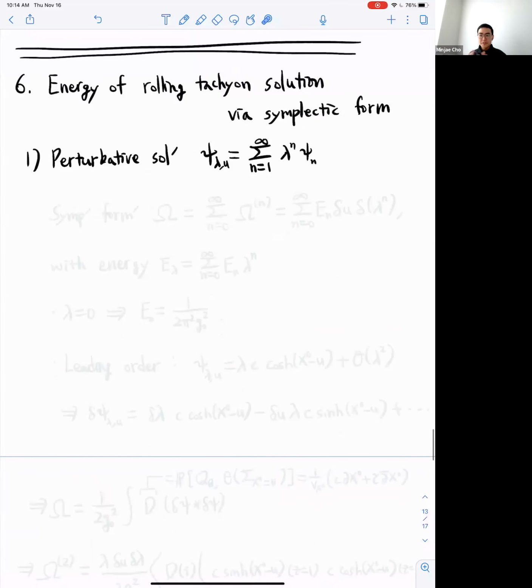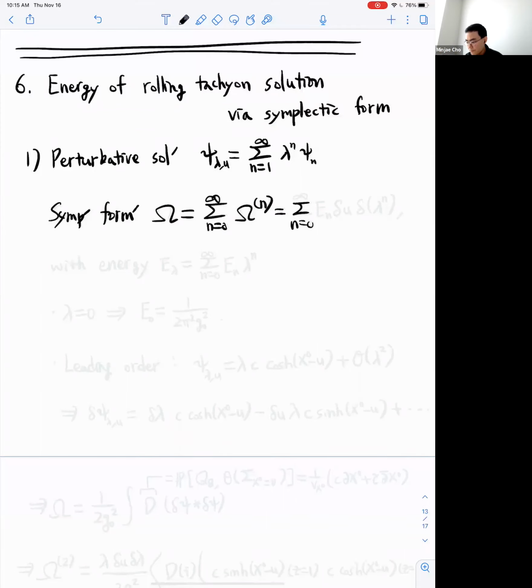Well, okay, so far this was just a review of what people already knew. Now let's compute this energy using the symplectic form. First, let's start with the perturbative solution. So this is the perturbative solution that we had. And because we have expansion in lambda, we expect that we are also going to have expansion in lambda for the symplectic form itself, because the symplectic form was built out of the solution. Okay, so that expansion I'm going to write like this.